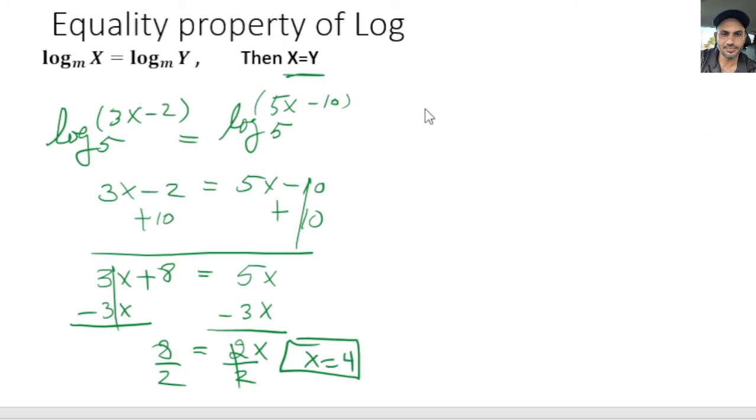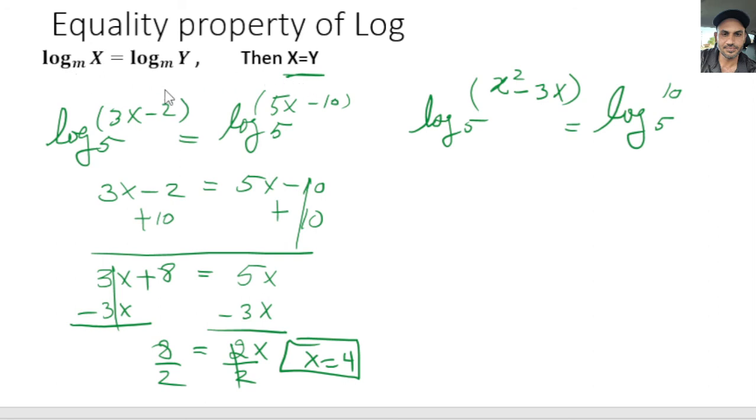We have log of x squared minus 3x with base 5 equals log of 10 with base 5. Okay, now we have a quadratic equation here. If you see this x squared term, we can still apply our equality property of log.